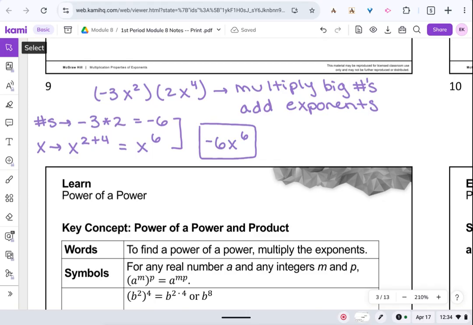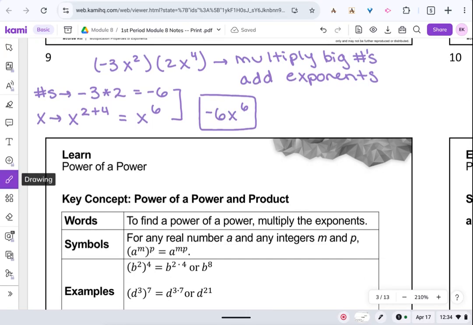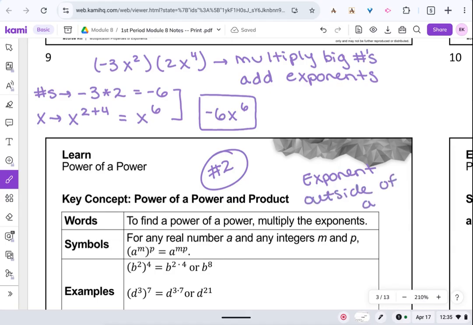What we're going to talk about today is the second rule in our exponent properties. This is the second one on that pink sheet. So if you want to add some extra notes in, you can go ahead and do that. The difference between what's happening today and what happened yesterday is we're going to have an exponent outside of another group. So we're going to have some stuff grouped together, and there's going to be an exponent on the outside of that group.